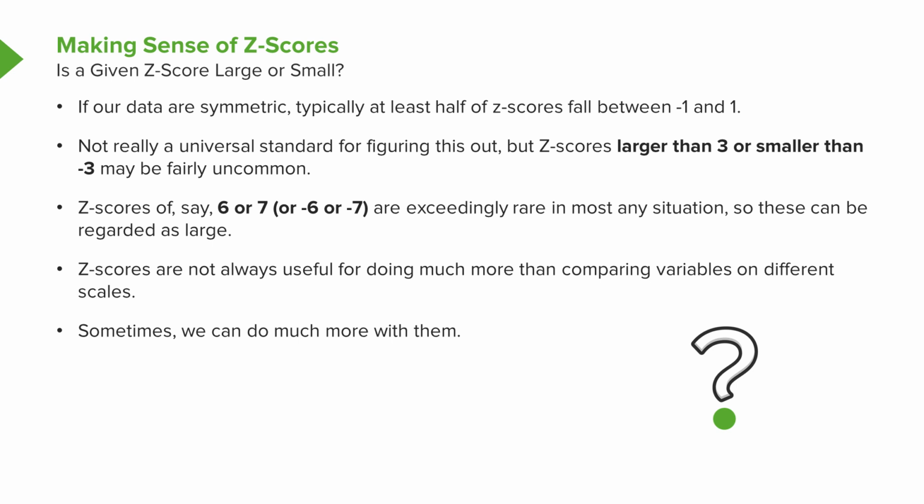Typically, z-scores larger than 3 or smaller than -3 are fairly uncommon, especially in symmetric distributions. But z-scores of 6 or 7 or -6 or -7 are exceedingly rare in pretty much any situation, so these can be regarded as large. Z-scores aren't always useful for doing much more than comparing variables on different scales, but sometimes we can do a lot more with them. So let's look at some of the things we can do with z-scores.